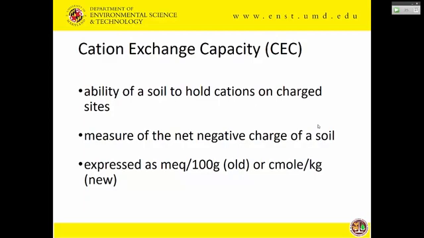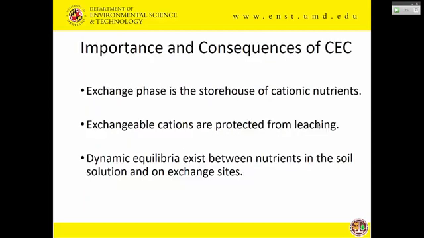CEC, an important, just seminally important property of the soil, cation exchange capacity. It's essentially the ability of your soil to hold cations on charged sites. So it's also a measure of the net negative charge of a soil, because it's not going to hold charged things unless it's negatively charged. And for years it was expressed as something called milliequivalents per 100 grams. It's now expressed in centimoles per kilogram. So depending upon what book you have, the units may change, but the numbers don't change. Fortunately, the new units are about the same.